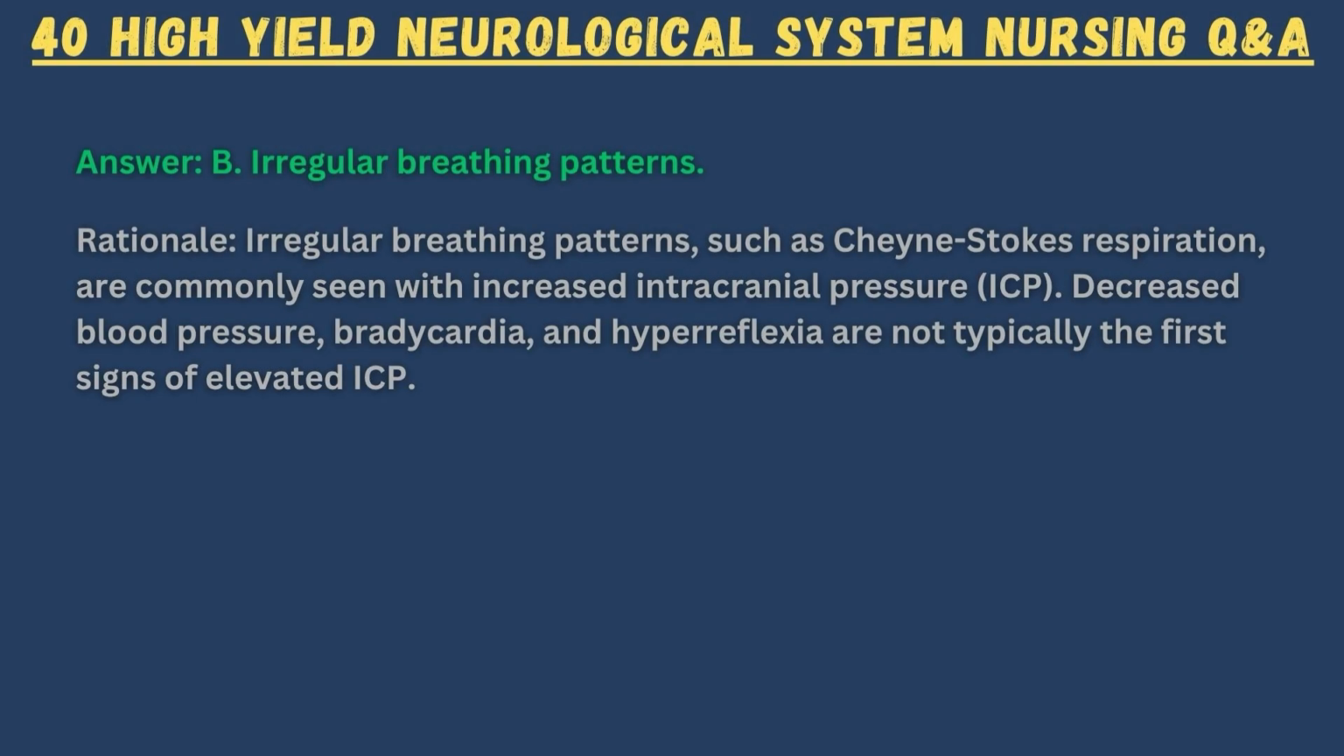Rationale. Irregular breathing patterns, such as Cheyne-Stokes respiration, are commonly seen with increased intracranial pressure, ICP. Decreased blood pressure, bradycardia, and hyperreflexia are not typically the first signs of elevated ICP.